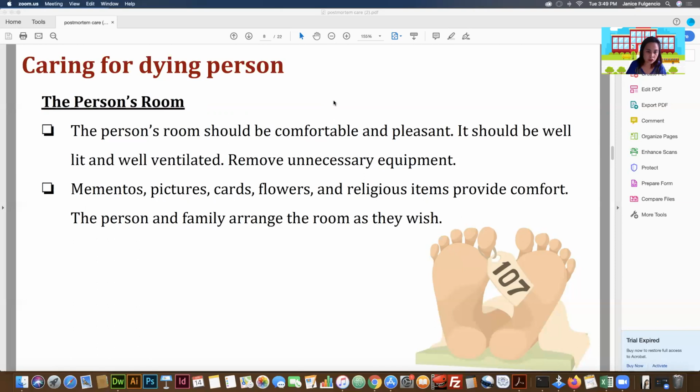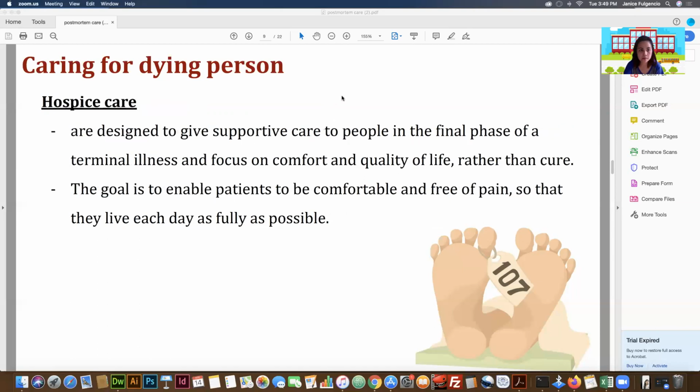Then, mementos, pictures, cards, flowers, and religious items provide comfort. Then the person and family arrange the room as they wish.